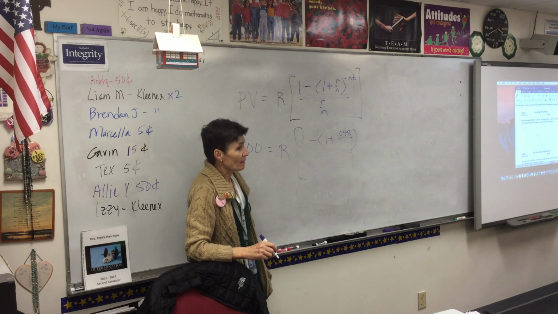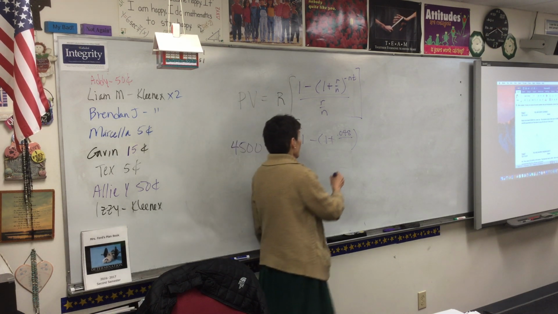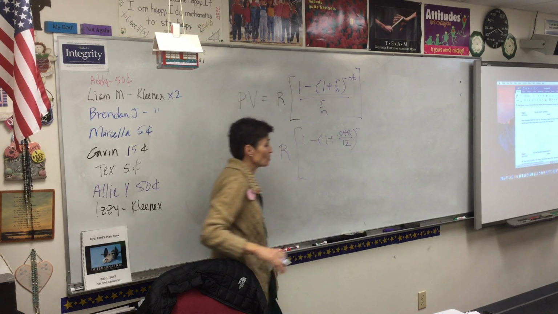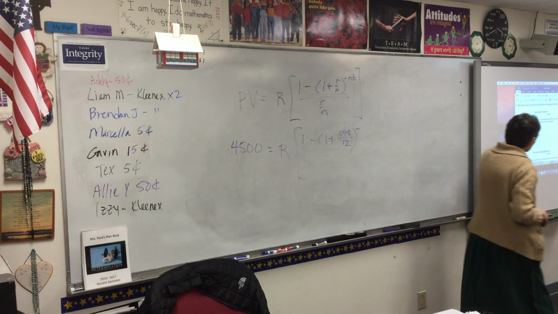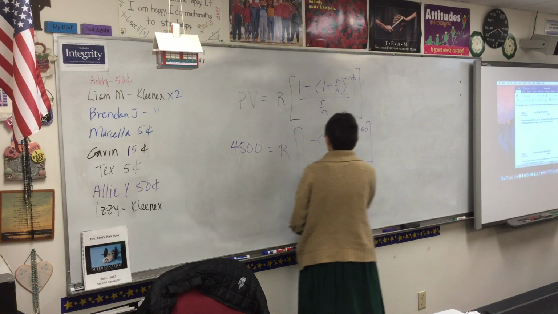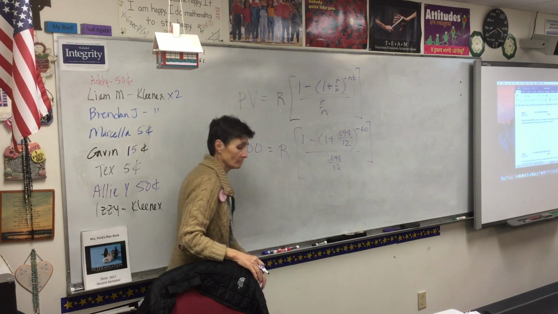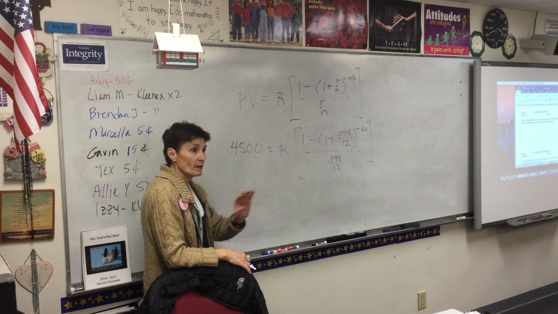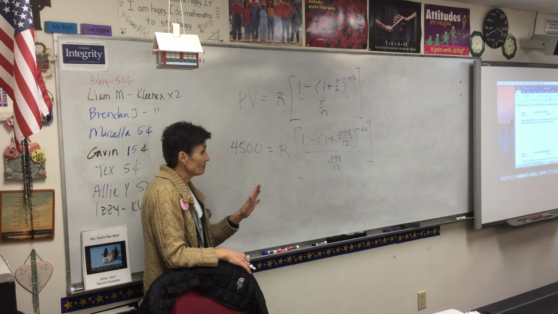How many times am I making a payment? 12 monthly payments. N is 12. So my exponent is going to be negative 12 times how many years? 5. So it's going to be negative 60. All right, so take a look at that. Do we understand where all those numbers came from? All in the right spots?